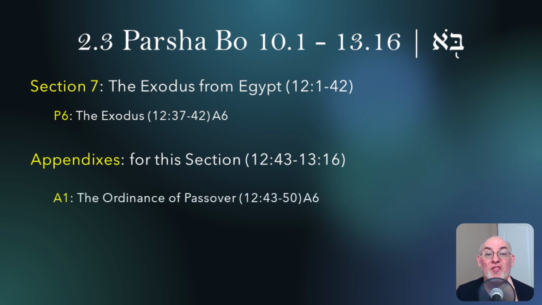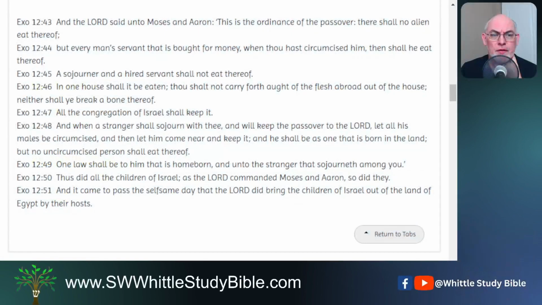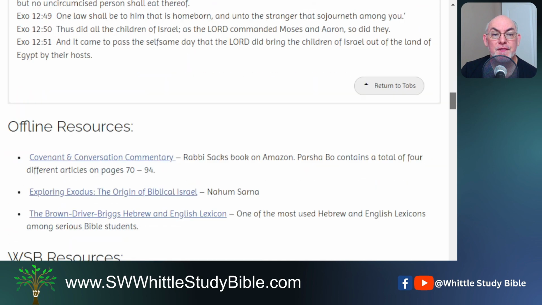It says the ordinance of Passover. So that starts in chapter 12, verse 43, and it goes to verse 50. This is all in Aliyah 6, as we can see here. And let's look at those verses. We have verse 43: "And the Lord said unto Moses and Aaron, this is the ordinance of the Passover. There shall be no alien eat thereof." That's the first appendix, and that thought continues until verse 50.